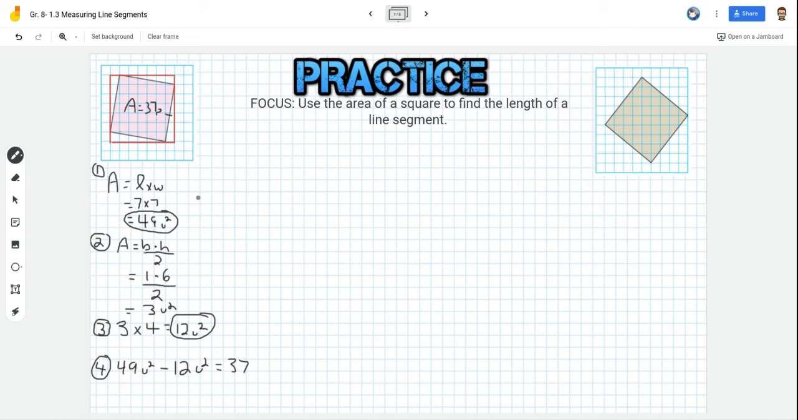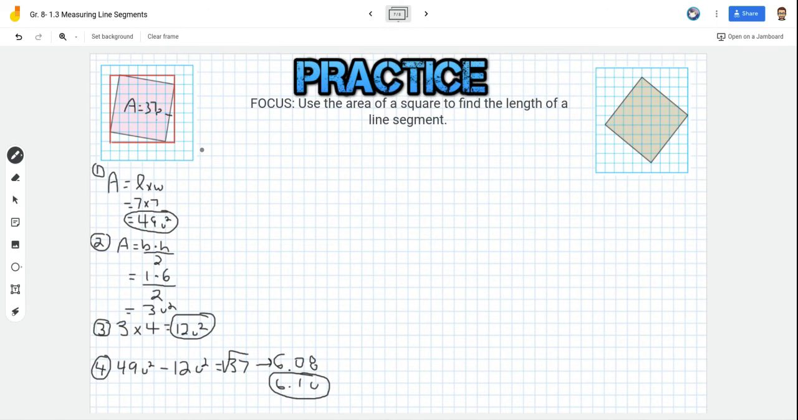Now, in order to figure out the measurement of a line segment, we always take the square root. This is not a perfect square, so I can theoretically just leave this as the square root of 37, or I can take the square root of 37 and convert it into a decimal number, usually to one decimal place, which would be 6.08, and then I would round that to one decimal place, which is 6.1 units, which is therefore the length of one of these sides on the pink square.